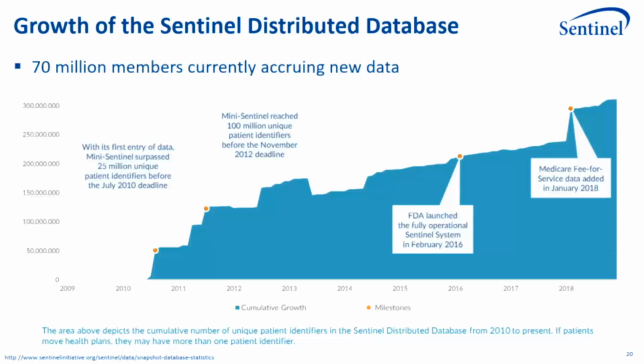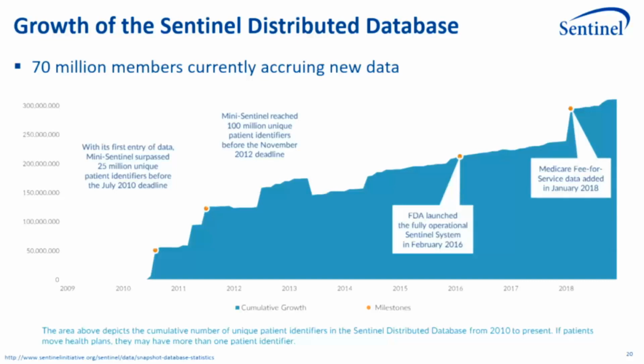And so, as I mentioned, some of our data partners have been with us for 10 years, and as they have added data to the database, we've seen the growth of the Sentinel distributed database over time. So right now we have 70 million members that are currently accruing new data. You can see important points in the Sentinel distributed database's life cycle, as we continue to increase patient IDs over time.